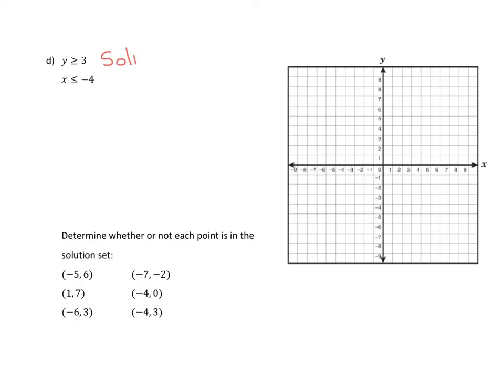So let's start with this first one. It's solid, and I know I shade up. And the second one is also solid, and I shade down. Okay. So at y equals 3, I'm going to draw a horizontal line. Going to make sure I put my arrows, and I'm going to label. And I know I shade up.